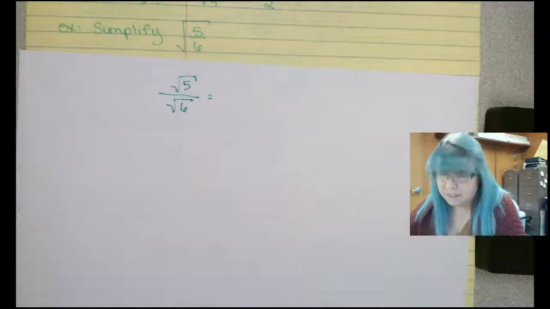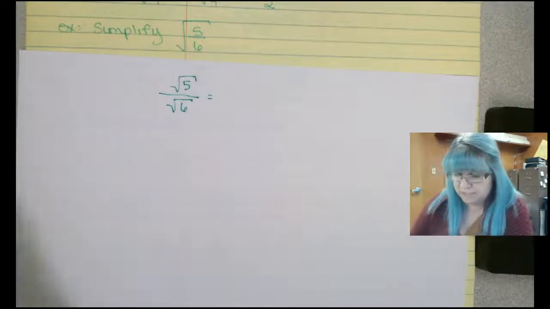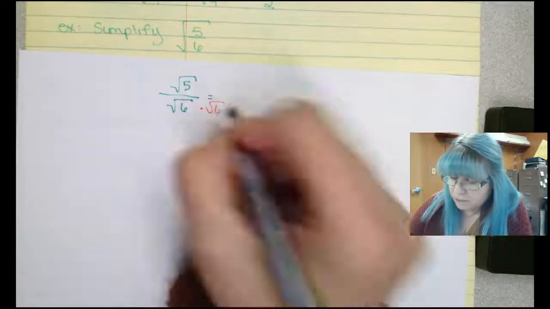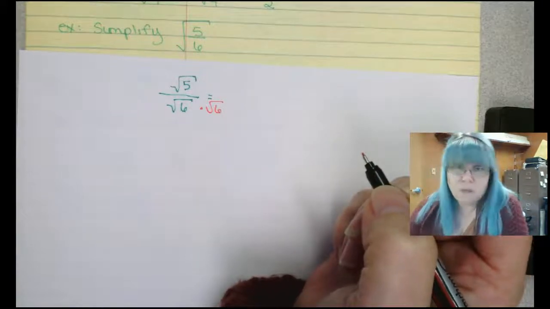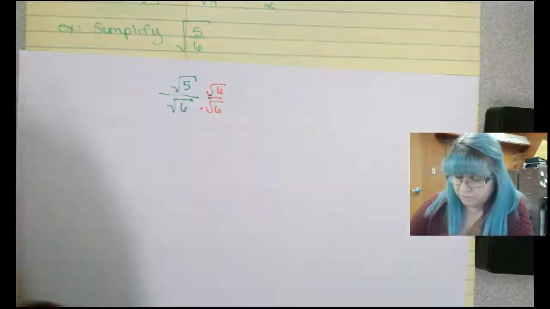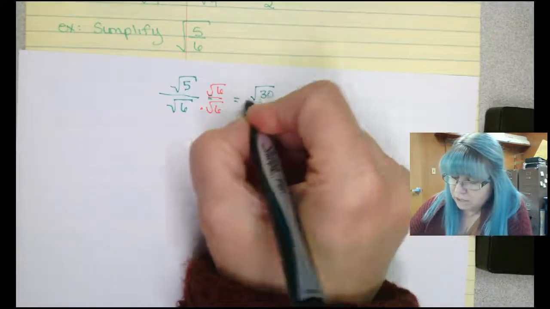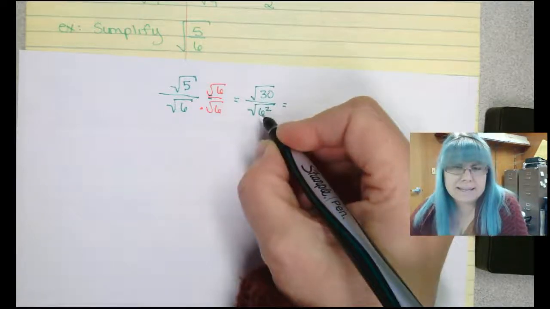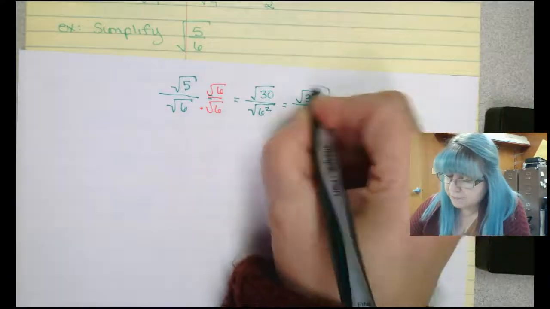Because the square root of 6 can't be simplified, the thing that I can do to get rid of this square root of 6 is multiply by the square root of 6. And then that would give me the square root of 6 squared, and then a 6 would pop out. Okay. So what I do to the denominator, I have to do to the numerator. So now I have the square root of 30 all over the square root of 6 squared. And I can simplify it now to the square root of 30 all over 6.